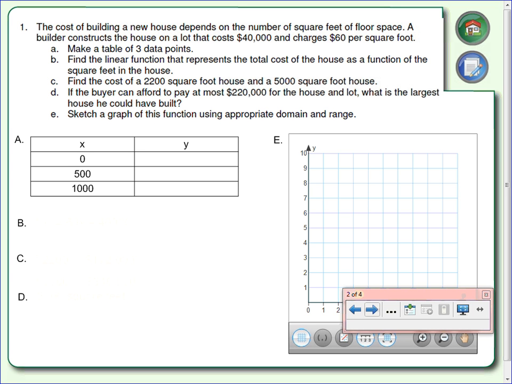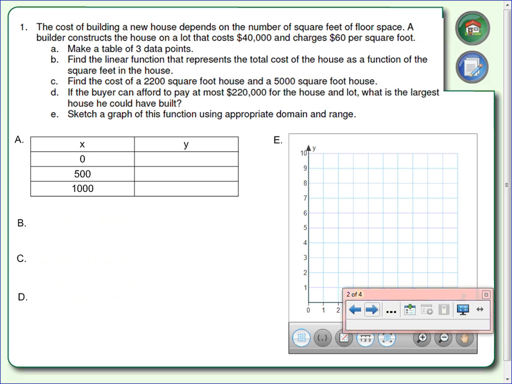All right, so let's take a look at part A. For part A, they want us to create a table with 3 data points. And I kind of got you started over here. If you notice, I've got a table over here with an X and a Y column. I even put in a couple of numbers for you underneath the X column. I put a 0, a 500, and a 1,000. So I want you to go ahead and copy this for me on your paper.